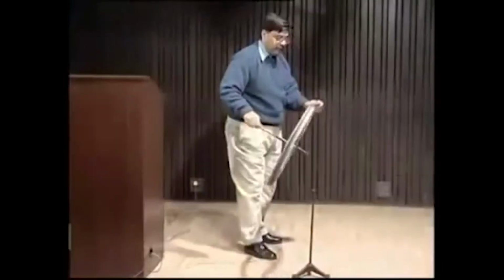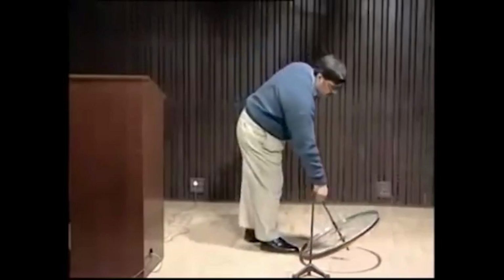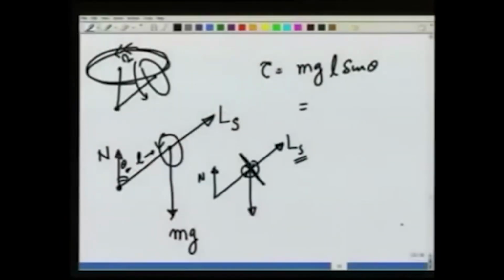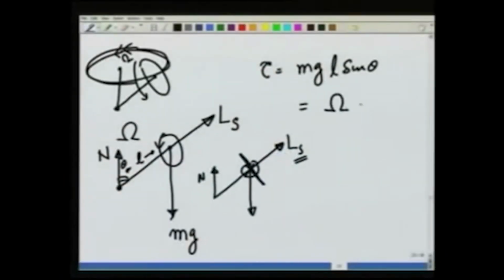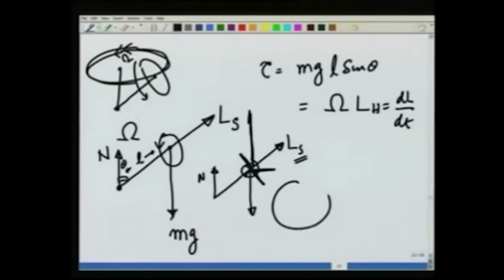We can also calculate the rate of this rotation. So this torque must be equal to the magnitude of rate of rotation. Suppose this rotation is at rate omega, that means the angular frequency about this vertical axis is this way, then this should be equal to omega times L horizontal, which is dL/dt. Why? Because the vertical component of L does not change, the horizontal component sweeps, as we saw earlier.